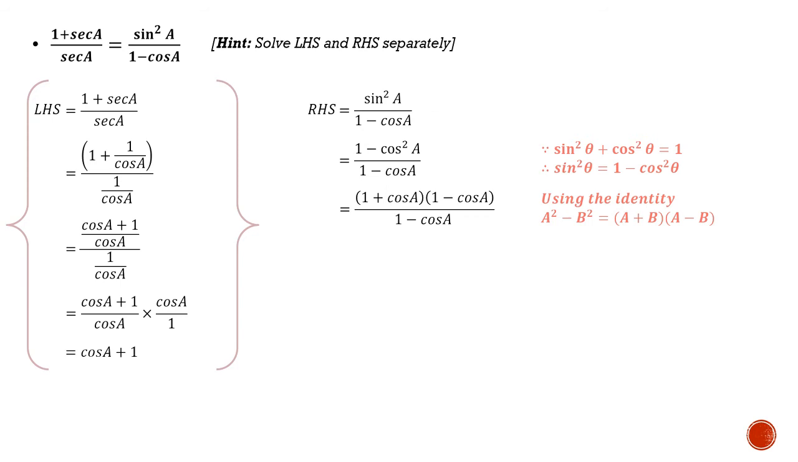Okay, once again coming back to the solution. So if we eliminate them, we are left with 1 plus cos A. Hence, LHS is equal to RHS. Okay, this question was very simple, I feel.